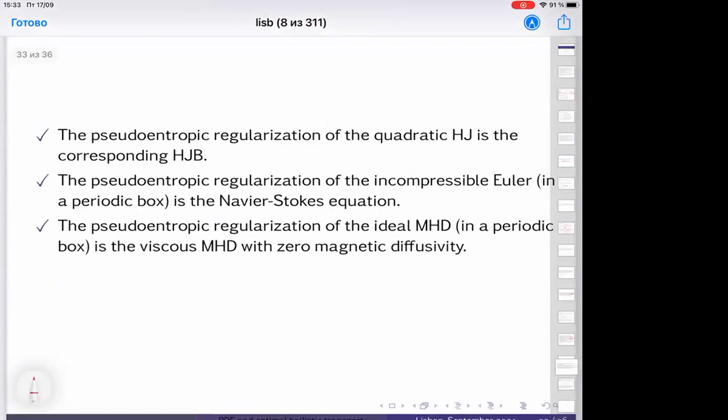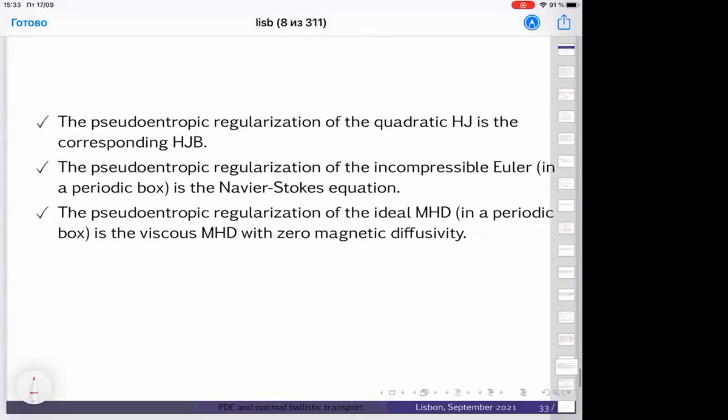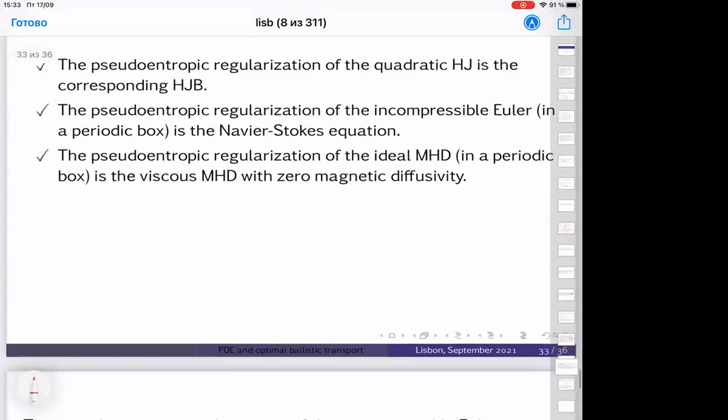In particular, let me repeat again. If you start from Hamilton-Jacobi, then you get Hamilton-Jacobi-Bellman, and the dual problem will be the Schrodinger problem. If you start from the incompressible Euler in a periodic box, then you get the Navier-Stokes equation in the periodic box. But if it's on a domain, then that will be on the next slide. If you start from ideal MHD, for example, you get viscous MHD with zero magnetic diffusivity. Because MHD has two equations, one is momentum and another one is magnetic. So magnetic is just completely ideal, and you only have regularization on the level of momentum, so the kind of Navier-Stokes without magnetic diffusivity.